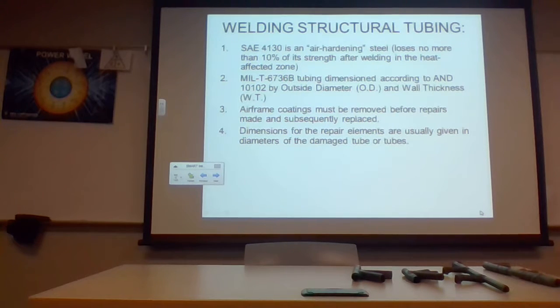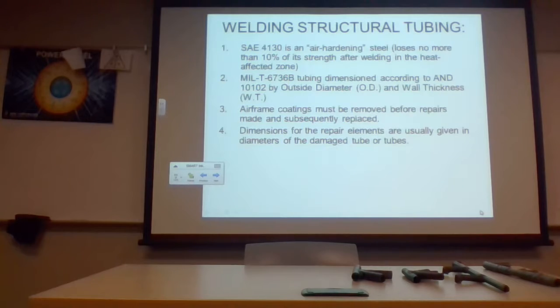Anytime you're going to be doing repairs, if the steel has been covered with any type of paint or primer, that has to be removed before doing any type of repair work. So you have to have pretty much bare surface metal that you're going to be working with before you do any repair. Dimensions are usually given in terms of tubes or tube diameters.